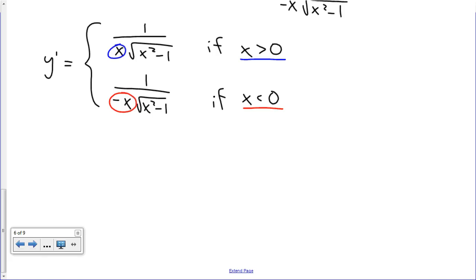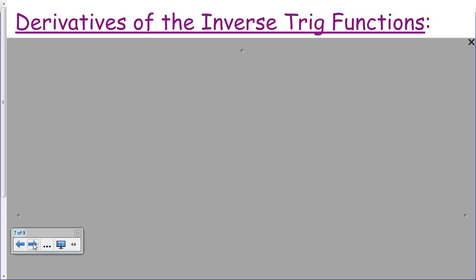If I had a way that I could easily represent a number that's always positive, that would be great. And that's right, we have absolute value. So I can write y prime is equal to 1 over the absolute value of x, because that quantity is always positive, times the square root of x squared minus 1. And that right there is our rule for the derivative of secant inverse. Again, notice that we get rid of the inverse trig function there. In fact, that happens for all of our derivatives. Anytime we take the derivative of an inverse trig function, the derivative does not involve a trig or inverse trig function at all.